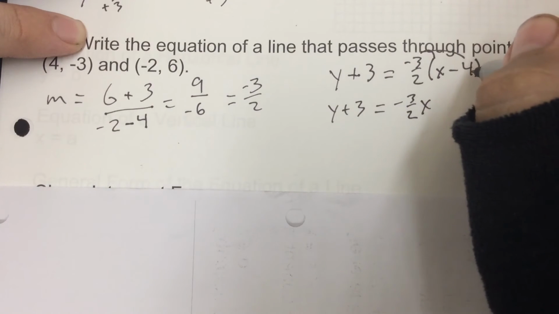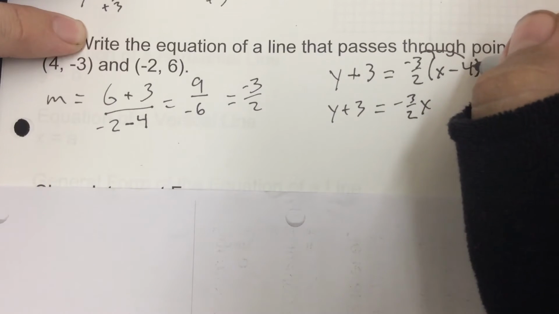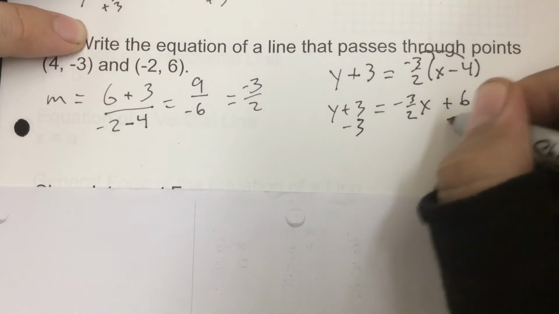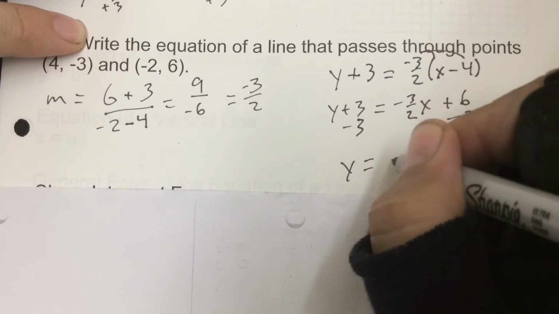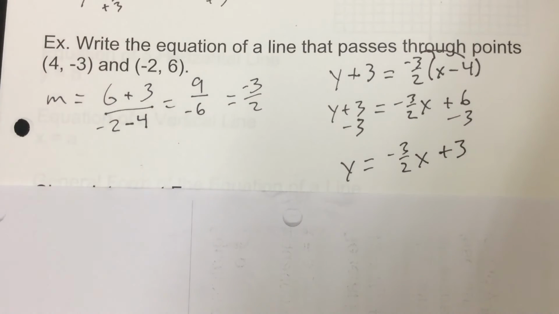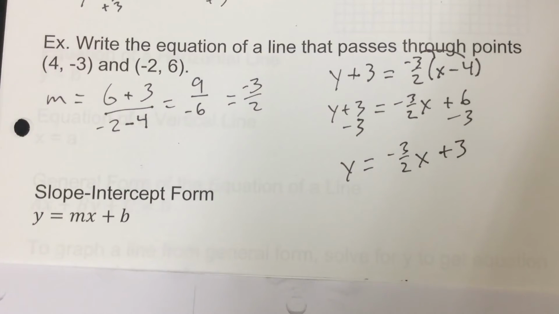The negatives would cancel to make that positive, and 4 cut in half would be 2, so 3 times 2 would be plus 6. So if we subtract the 3 over, you'll end up with y equals negative 3 halves x plus 3, okay, which is our slope-intercept form.